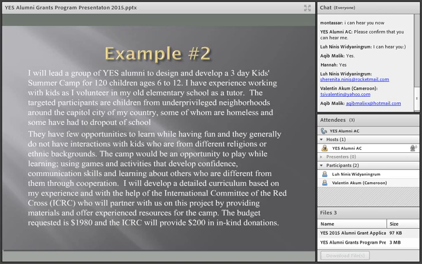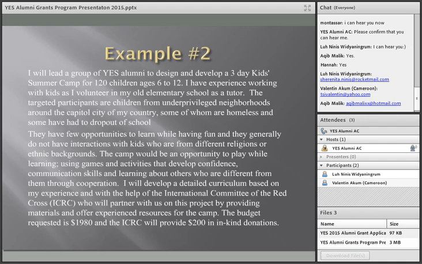I will lead a group of Yes Alumni to design and develop a 3-day kids summer camp. So we know exactly the extent of the project for 120 children, and the ages are 6 to 8. I have experience working with kids, so we know something about the writer, and I volunteer in my old elementary school as a tutor. So we know that this writer is someone who knows about kids. The targeted participants are children from underprivileged neighborhoods around the capital city, some of whom are homeless, and some had to drop out of school. We know a lot more now about who's the target audience.